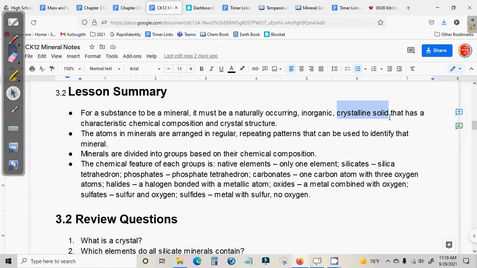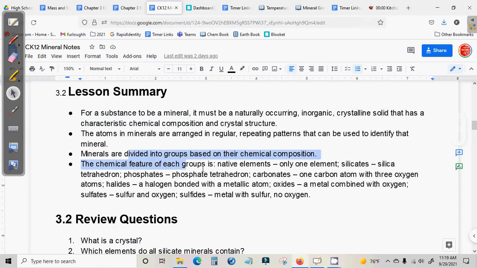It has to be a crystalline solid, so it has to be a crystal shape that is a geometric pattern that repeats over and over again, and it has to be a solid. So liquid water is not a mineral, but technically ice out in a lake during the winter is a mineral. It's a solid, it has a crystal shape, is inorganic, and it's naturally occurring. Okay? And it has to have a characteristic chemical composition. Well, ice is just H2O, so that's a characteristic chemical composition. Now, your ice cube in your freezer is not a mineral because humans made that.